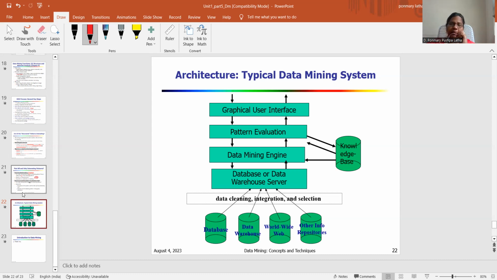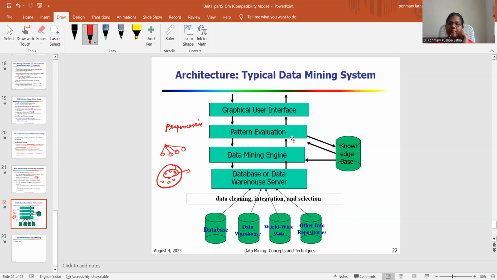As I have told you, data cleaning is pre-processing the data. Integration is integrating data from different data sources. Selection is choosing, from the pool of data, what is relevant for us; only that we take. You can take data from the database, data warehouse, the web, or any other sources.